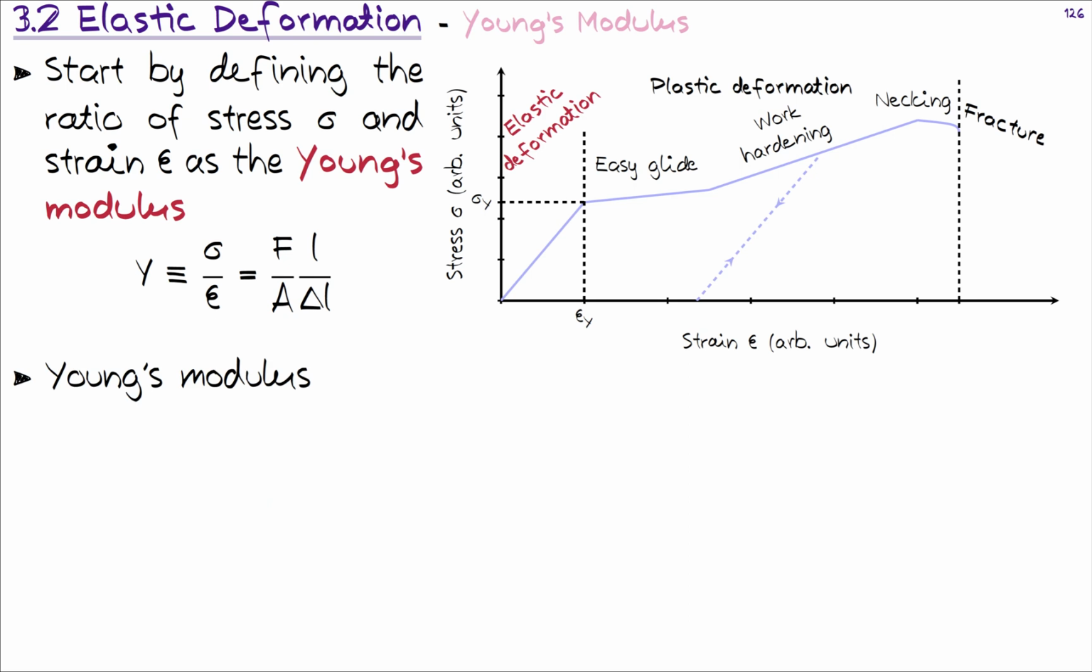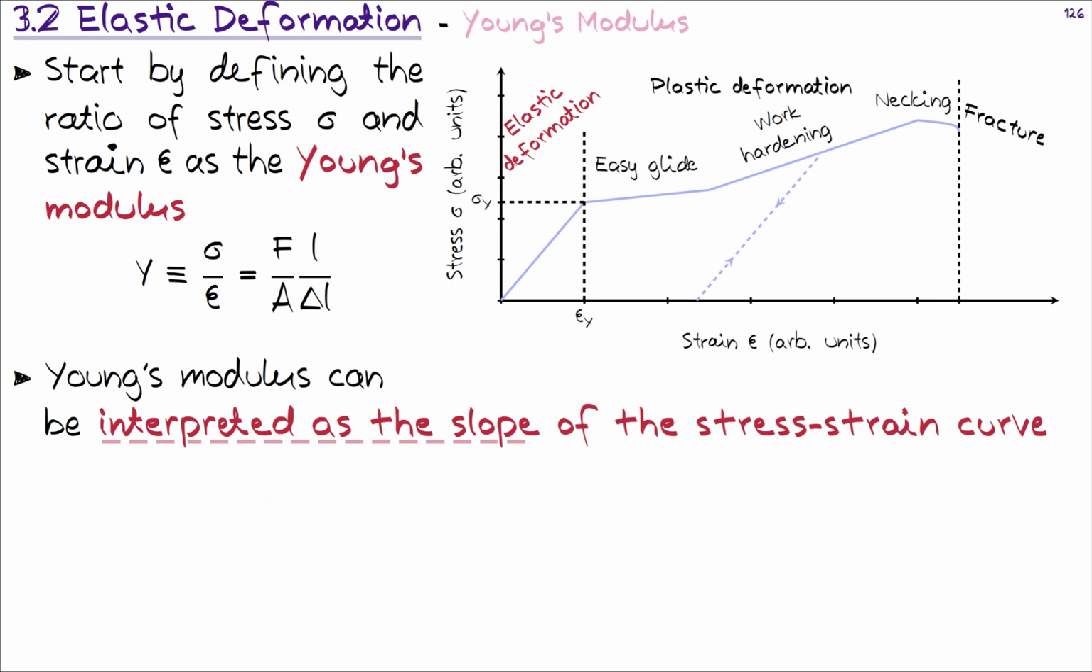And Young's modulus can be interpreted basically as the slope of the stress-strain curve when we are in the elastic deformation regime. So this is the mathematical interpretation we can have, and this also works physically.